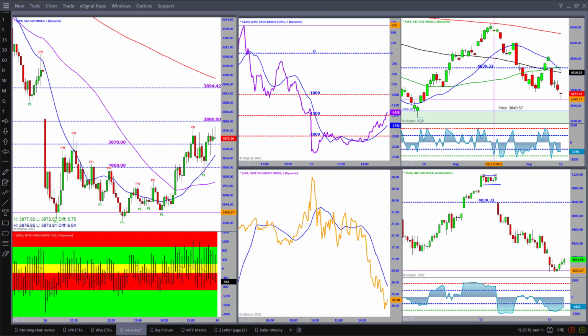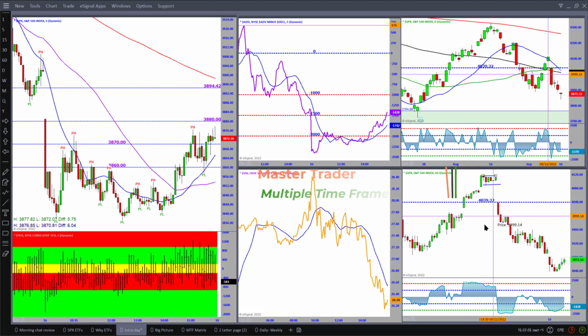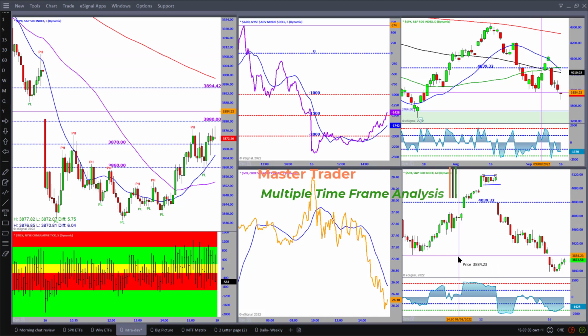So what I have here is, we always look at the daily time frame to see what the trend is, where support and resistance is of significance. And I look at an hourly chart. This is my longer time frame from an intraday perspective.